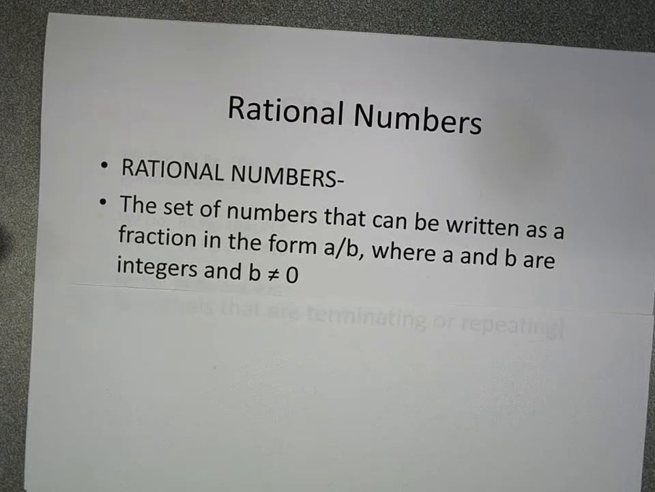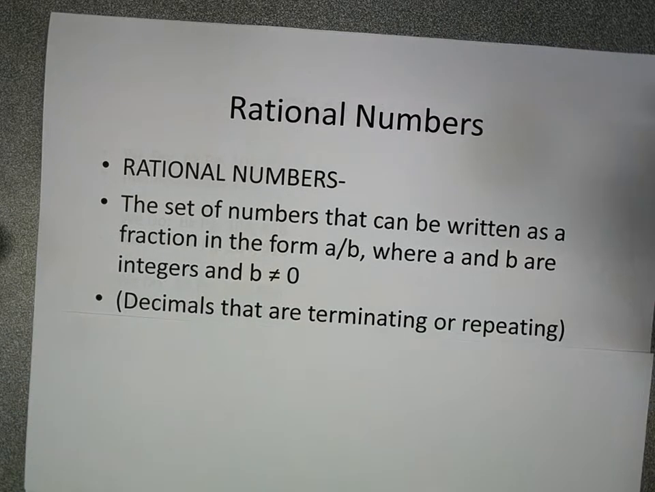Here is an easier way to remember it. Rational numbers are decimals, or of course fractions when you convert them to a decimal, that are either terminating or repeating. Decimals that are not terminating nor repeating, which means a decimal that goes on forever without repeating, that's not a rational number.